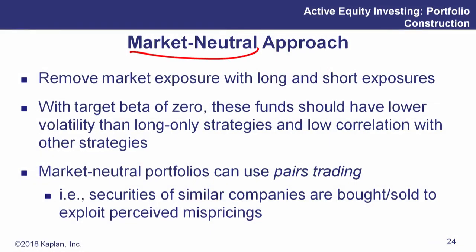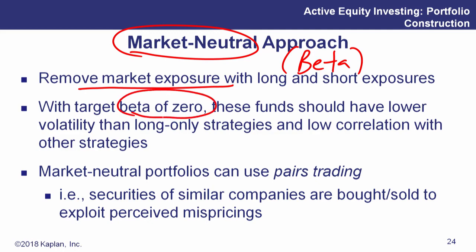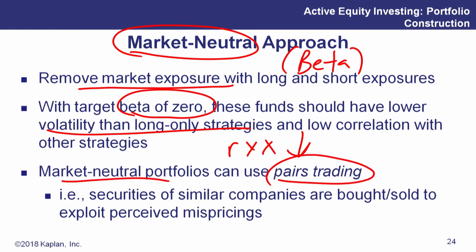Okay, market neutral. This is one of my favorites. So take that systematic risk, whatever it is, let's say it's beta, and you're going to go long and short, and you're going to remove that exposure. So guess what? If I have a target beta of 0, the fund should have lower volatility than long-only strategies, and more importantly, my correlation should be lower. I should get more diversification. And oftentimes these market neutral portfolios, they're going to use pair trading.